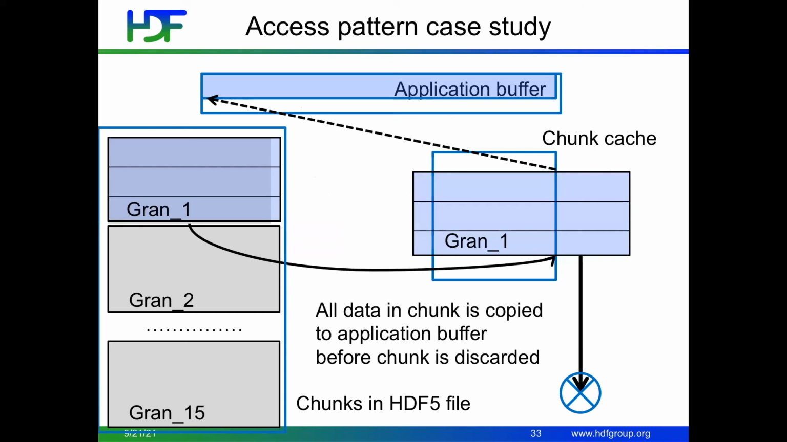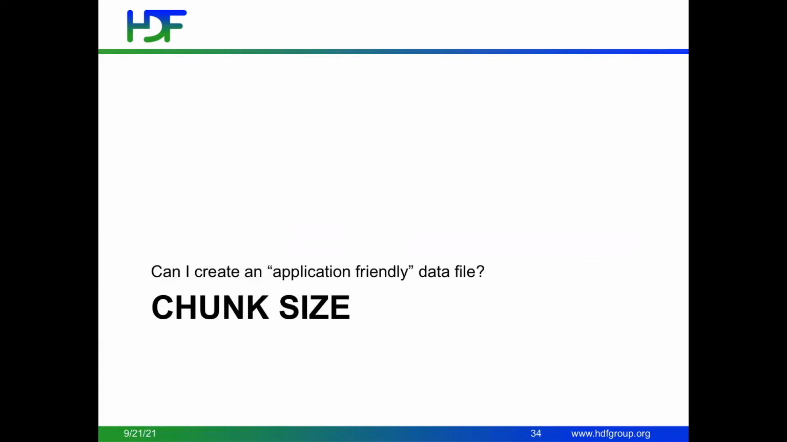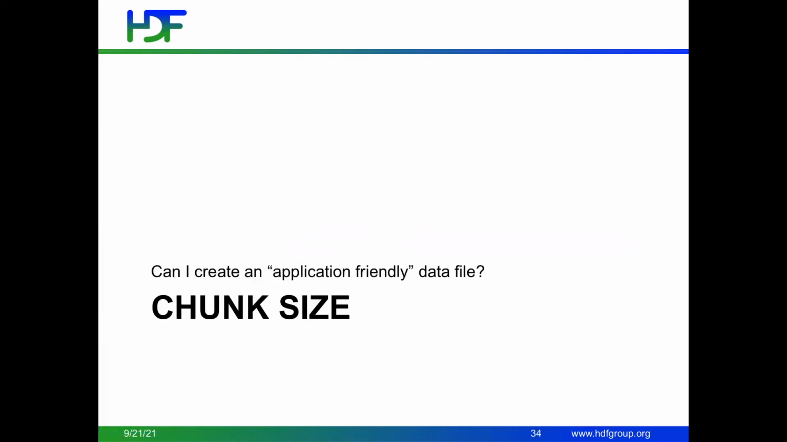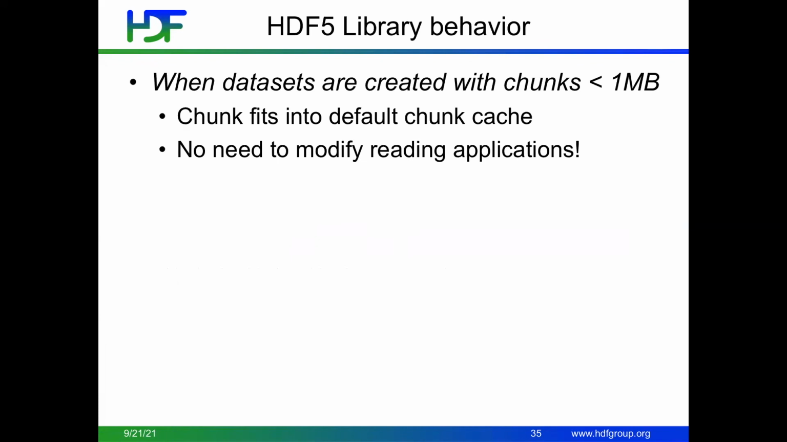This picture illustrates what happens with access patterns. So we have a chunk cache and a chunk that doesn't fit, so it is read uncompressed and immediately copied into the application buffer and then evicted. So there is no reason even to use the chunk cache in this case.